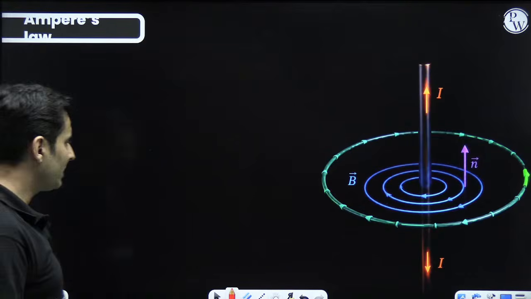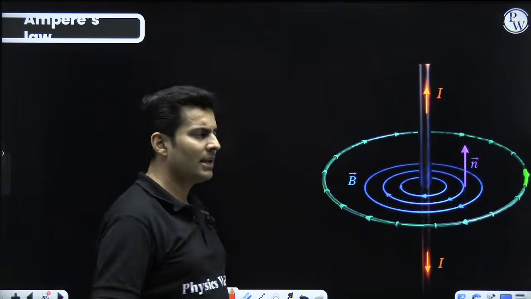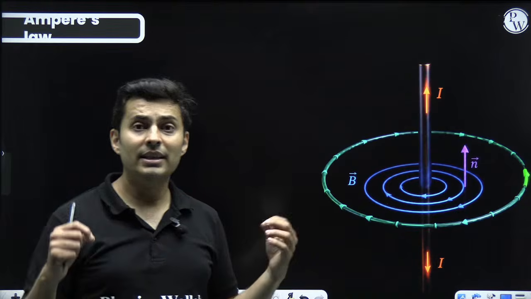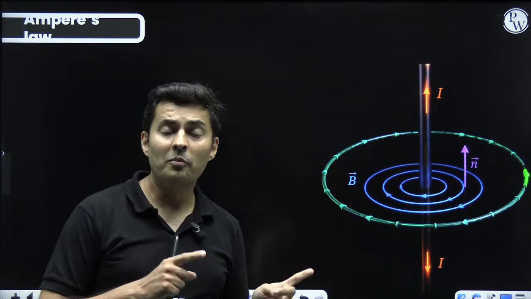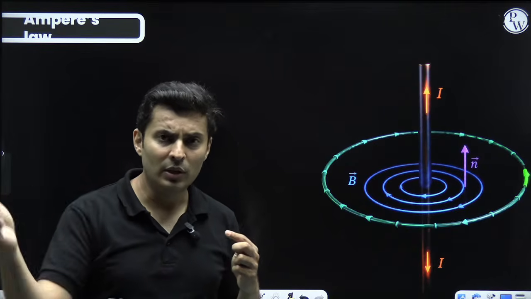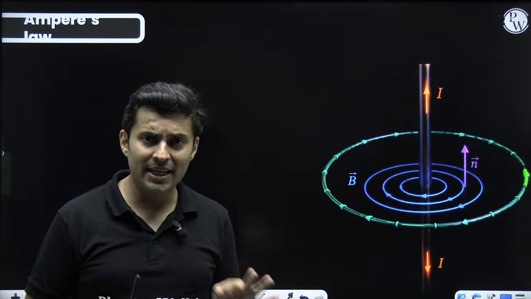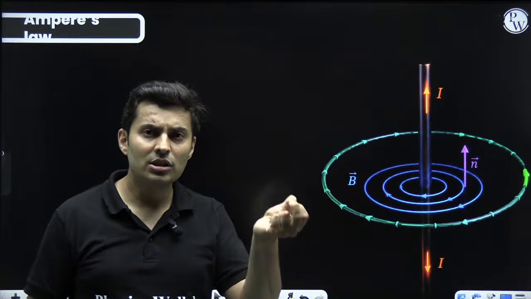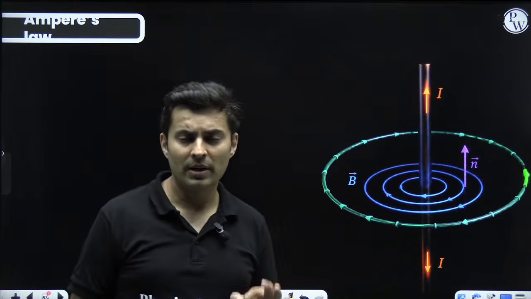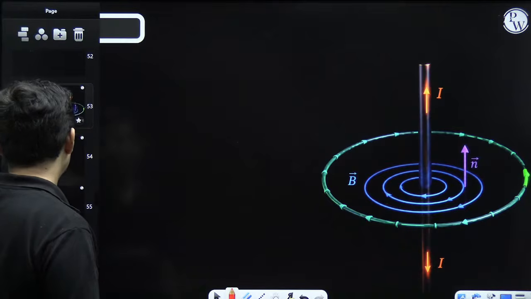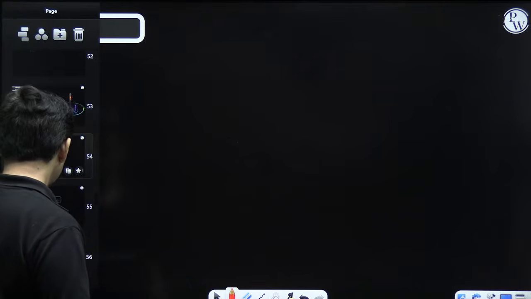So what Ampere said is that if you have a current carrying wire or many wires, then you try to find the line integral of magnetic field for the loop. You will see it is always going to be permeability multiplied by the current enclosed. Permeability multiplied by the current enclosed. So let's understand what he actually meant.